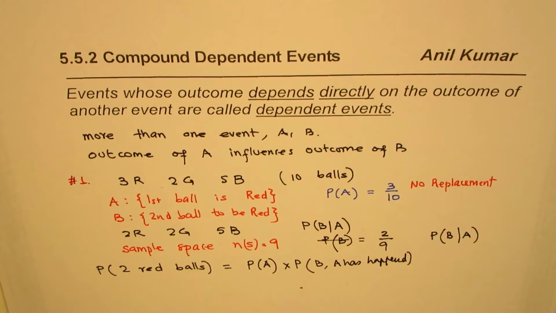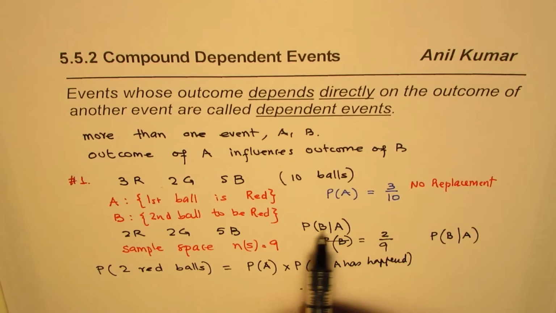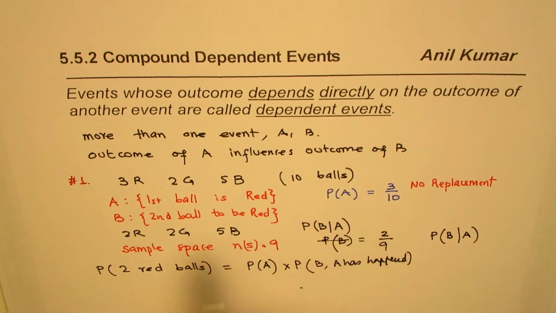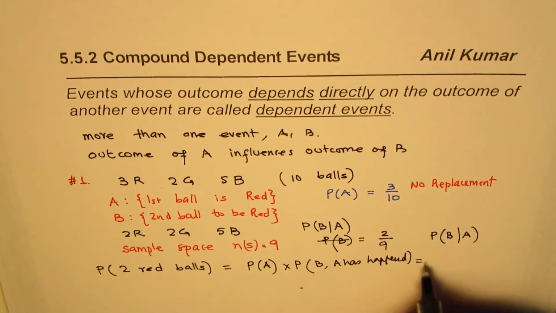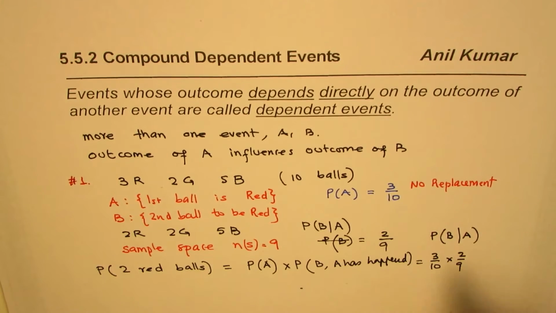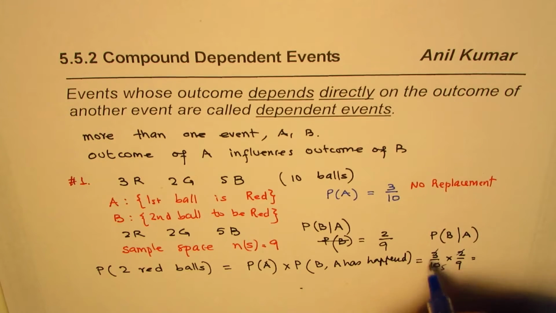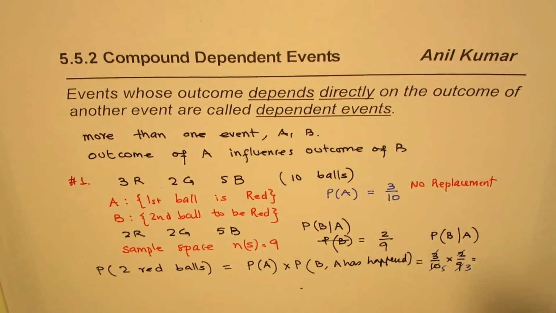So that is why the sample space changed. You get an idea, right? That's how I should have written it, because we are saying one red ball was drawn, which means it happened. Therefore, the probability is the product of these two, which is 3 out of 10 times 2 over 9. You can simplify this: 5 and 3 cancel, so we get 1 over 15. That is how we can understand compound events which are dependent.